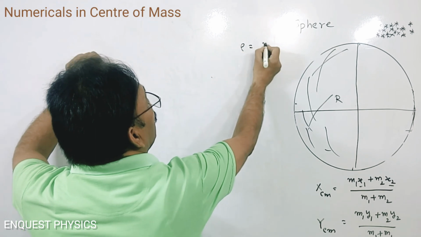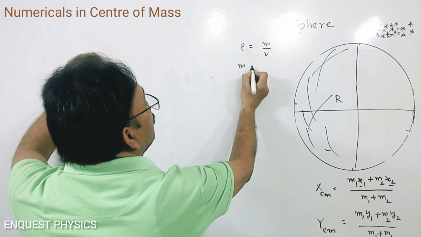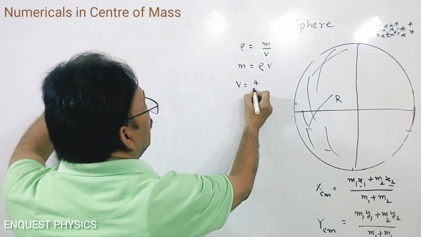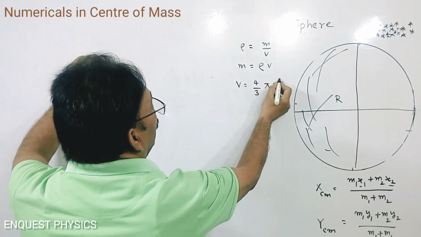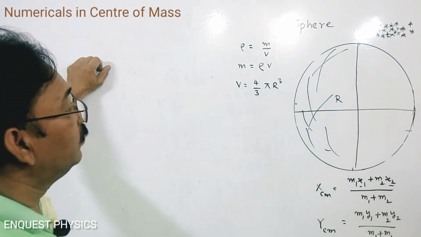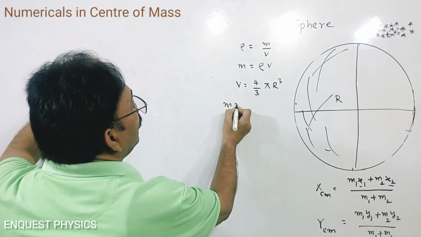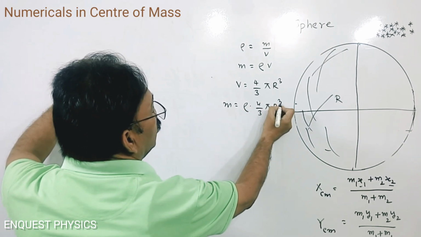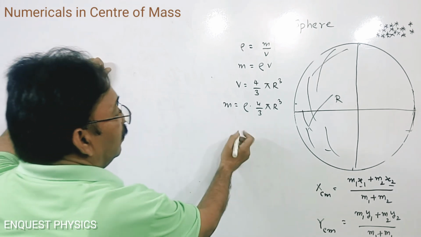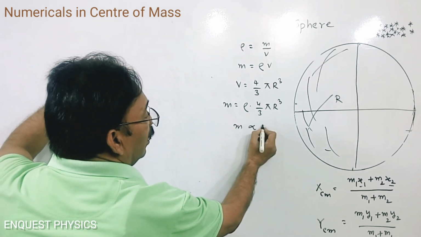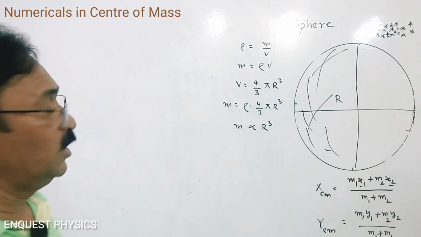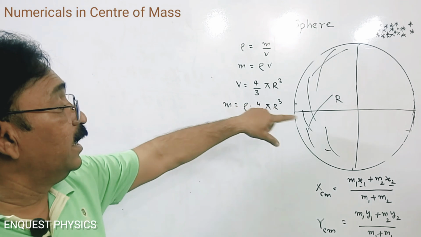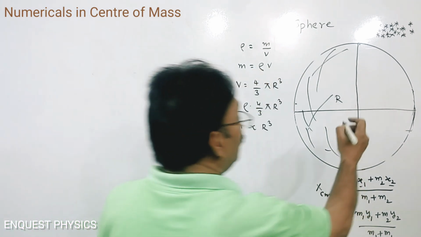Density is equal to mass upon volume. We said mass is equal to rho v. It is a sphere. You know that volume of the sphere is equal to 4 by 3 pi r cube. Okay students, here m can be written as rho into 4 by 3 pi r cube, and mass is proportional to r cube. Okay students, this is the relation if we are given a sphere. The same story is happening.